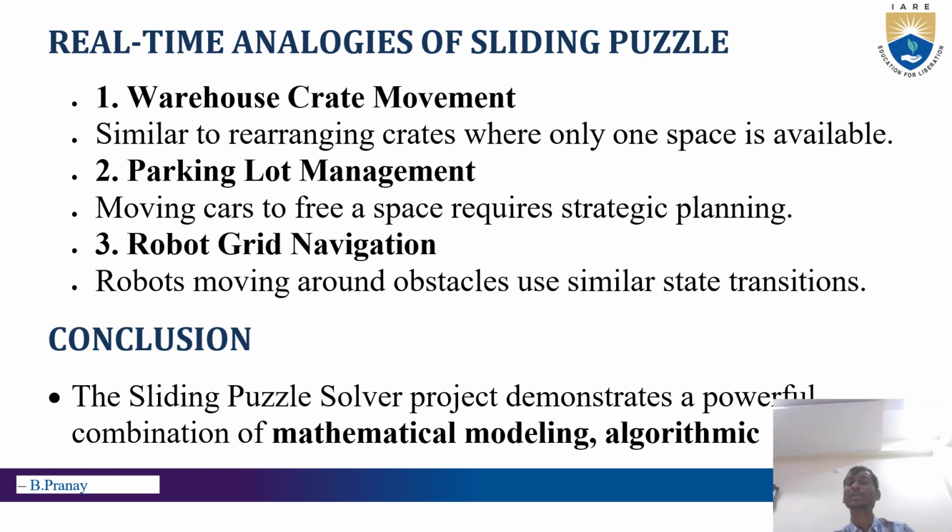Next, real-time analysis of sliding puzzles. Warehouse crate movement: similar to rearranging crates where only one specific space is available. Parking lot management: moving cars to a free space requires strategic planning. Robot grid navigation: robots moving around obstacles use similar state transitions.